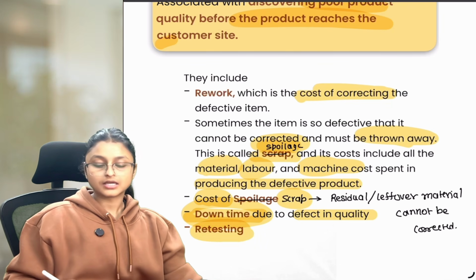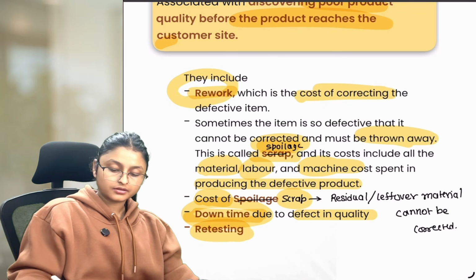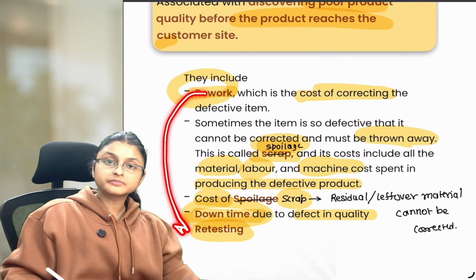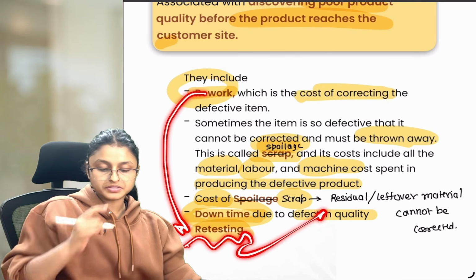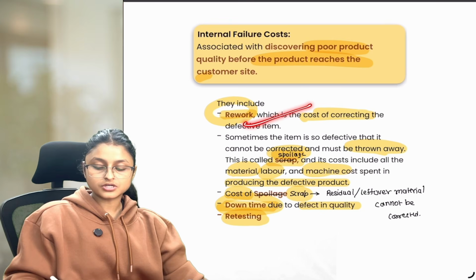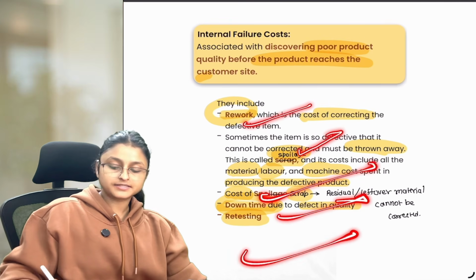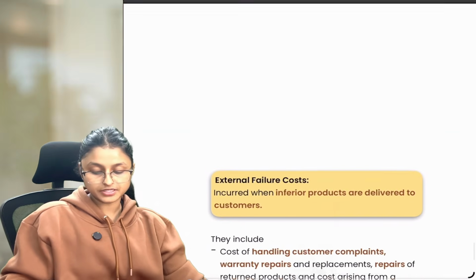Next is retesting. If you have reworked on your defective product, then this reworked product should also be tested, and the retesting cost will be included in our internal failure cost. So rework, spoilage, scrap, downtime and retesting cost will be part of our internal failure cost.